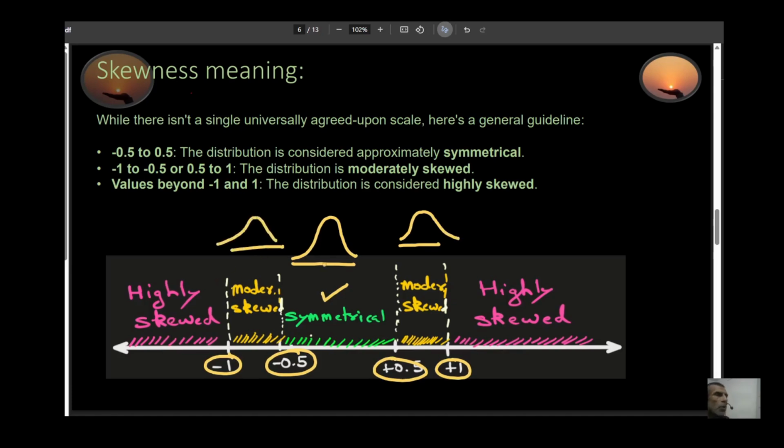in this direction, or it could look something like this, like that. On the other hand, if your value is from plus 1 to a higher value or minus 1 to a lower value, then your skewness, your distribution curve, is very highly skewed. Your curve may look something like that, like that. In this case, it may look something like that.